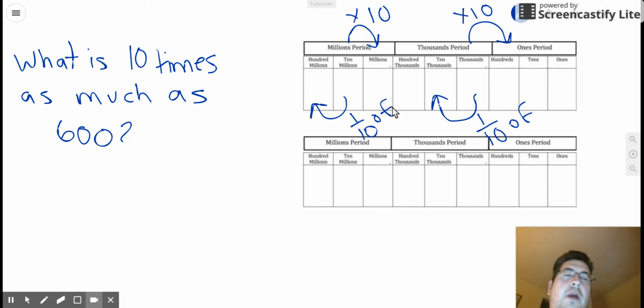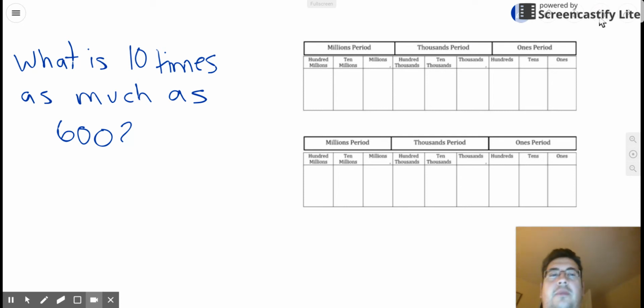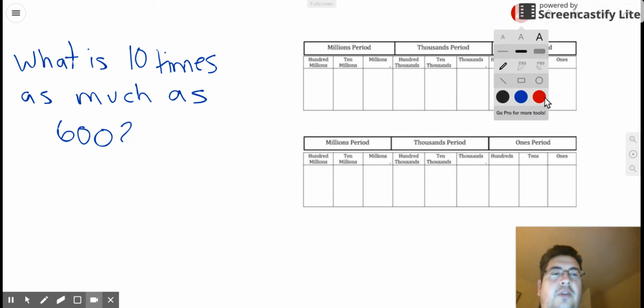So it doesn't matter where you start on the place value chart. All you have to do is remember that wherever you start, that place value position is 10 times bigger than the one to its right, but it's 1/10 of the place to its left. So let's take a look at this question here where it says, what is 10 times as much as 600?